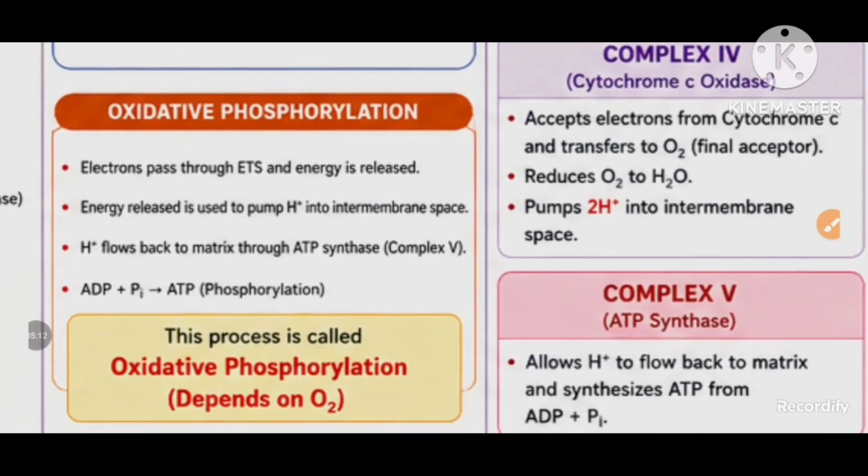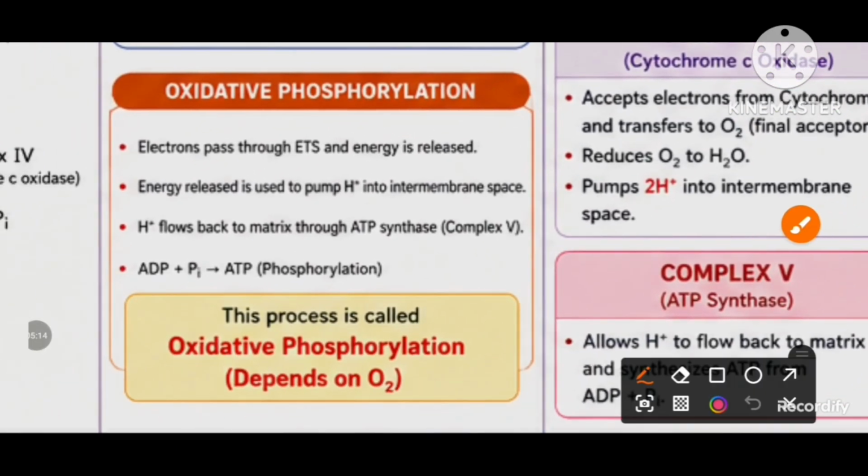Okay, so here remember oxidative phosphorylation in the last step, that is in the case of complex number 5. Electrons pass through the electron transport system and energy is released. Here the energy released is used to pump H plus ions into the intermembrane space. So the energy of the electrons released by the FADH2 and NADH molecules is helpful for transferring H plus ions into the intermembrane space.